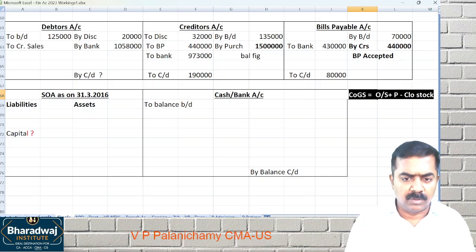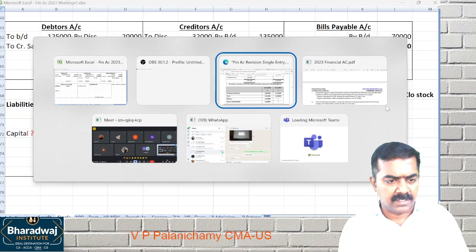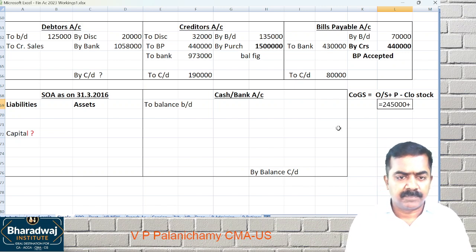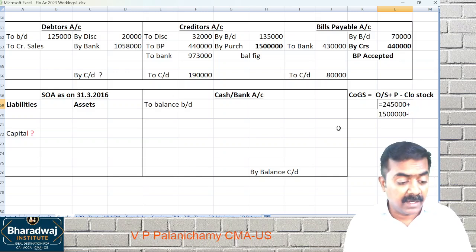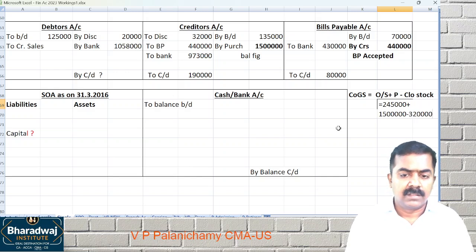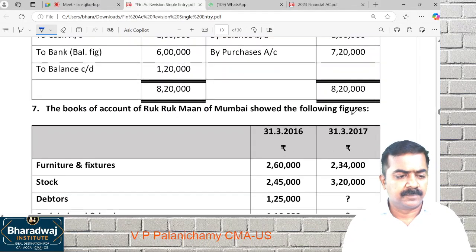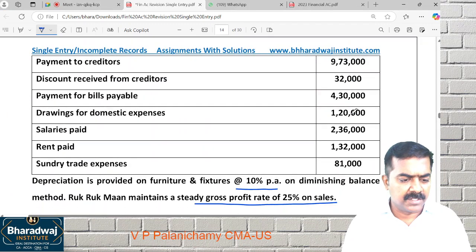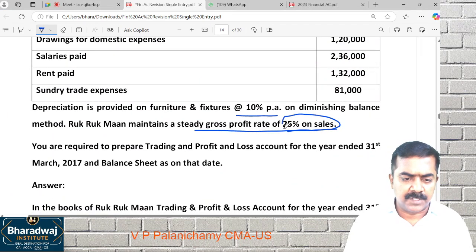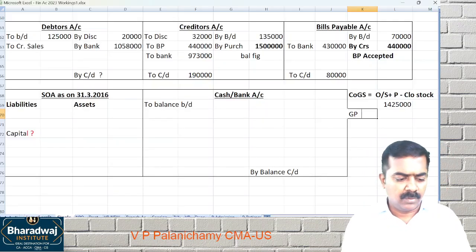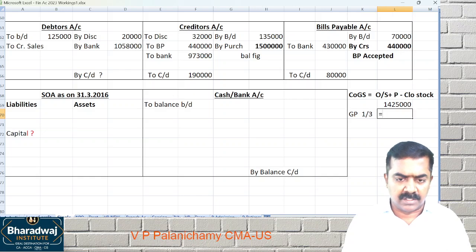How much will it come? Opening stock is given in the question. What is opening stock? 2,45,000 plus purchases 15 lakhs minus closing stock 3 lakh. If you do that, how much will it come? 14,25,000. Look at the gross profit margin given: 25% on sales, which means 1/4 on sales, it will be 1/3 on cost.